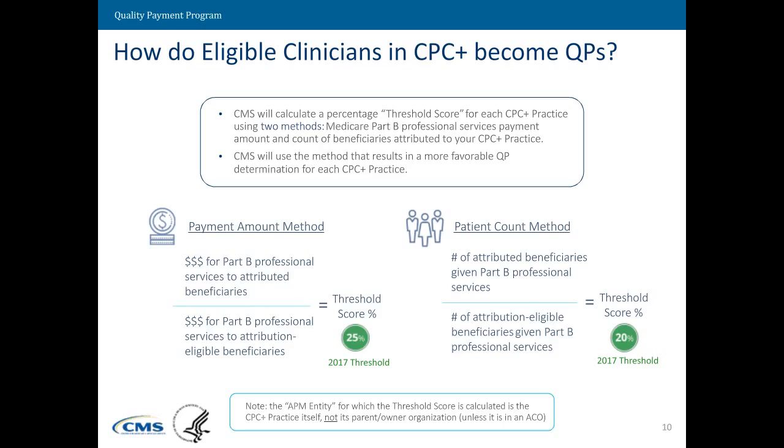For each threshold score calculation, CMS will calculate the numerator as the payments for Part B professional services furnished to attributed beneficiaries of a given CPC Plus practice, or the number of attributed beneficiaries to a given CPC Plus practice who are provided a Part B professional service. The denominator will be calculated as the payments for Part B professional services furnished to attribution-eligible beneficiaries of a given CPC Plus practice, or the number of attribution-eligible beneficiaries provided a Part B professional service. And to clarify a bit more, attributed beneficiaries are a subset of attribution-eligible beneficiaries, which represent the population of beneficiaries that could be attributed to an APM.